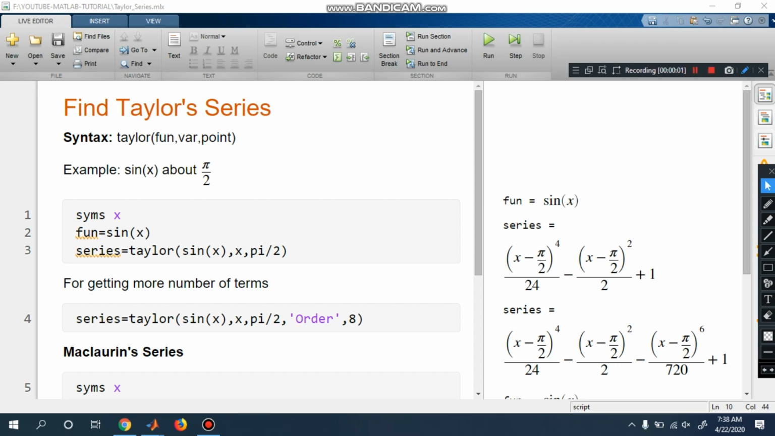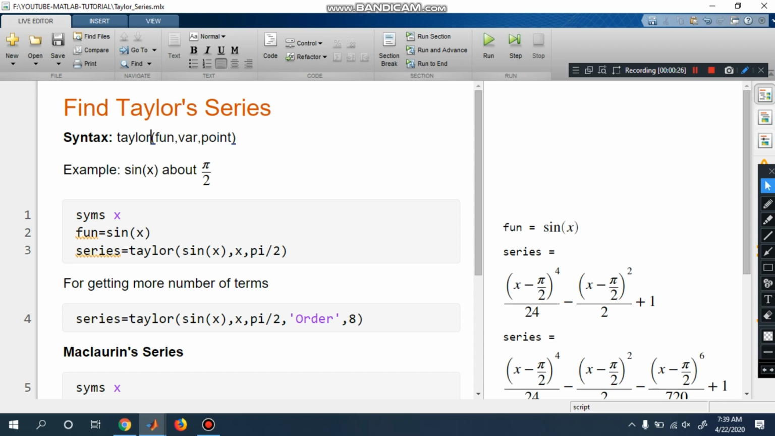Hi guys, now I would like to explain how to find Taylor series using MATLAB software. First, let us see what the MATLAB syntax is for this. The MATLAB syntax is TAYLOR, which finds the Taylor series of the function you would like to expand, and the function depends on which variable, about which point you are going to expand the Taylor series.